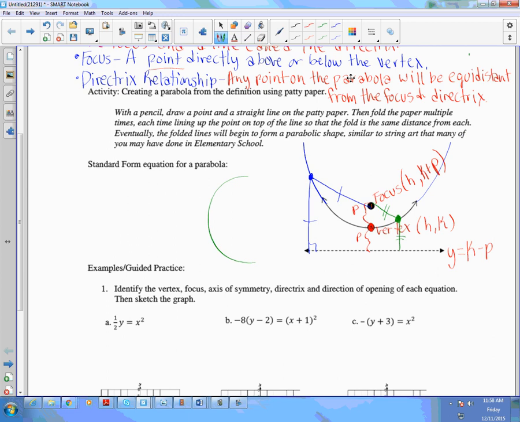If I do my concave right, then the point on the left here would be my vertex. I'll just put V for vertex. The vertex is labeled h, comma k.